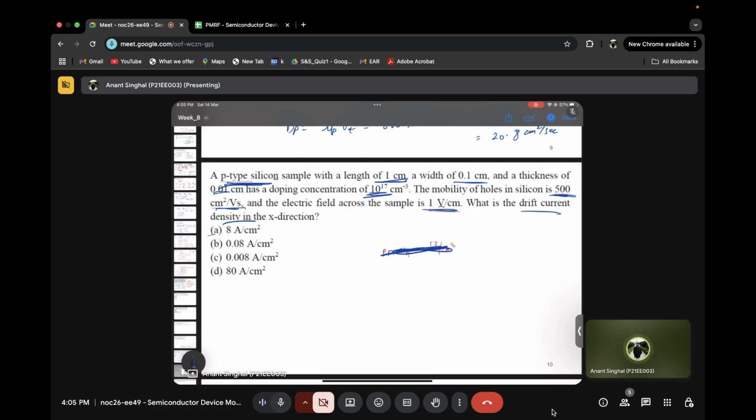Can you tell how to calculate drift current density for this? I'm talking about drift. So it's nothing but p q mu p E, right? Everything is given in the question. So quickly calculate and let me know the answer. Maybe take 1 or 2 minutes.